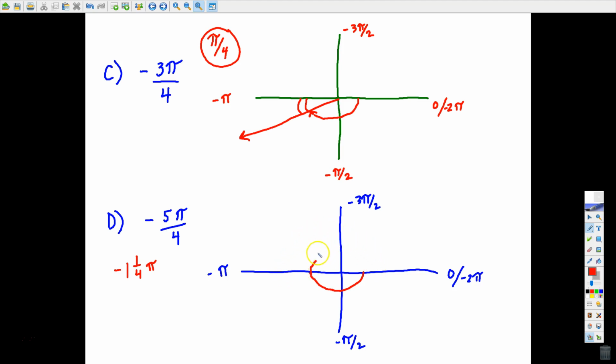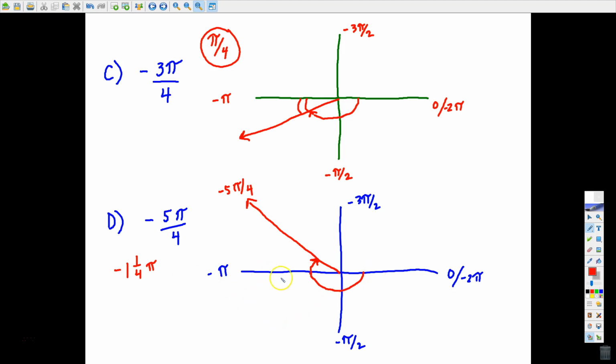Okay, so what's 1/4 of this distance? This would be half, so it would be half of half. So we're basically talking about this angle here. So this is negative 5 pi over 4. It's negative 1 and then 1/4 pi. This would be negative 1 and 1/2 pi, negative 1 and 3/4 pi, and then negative 2 pi.